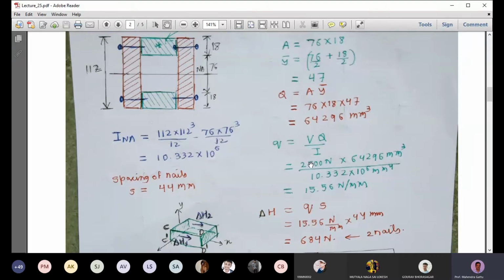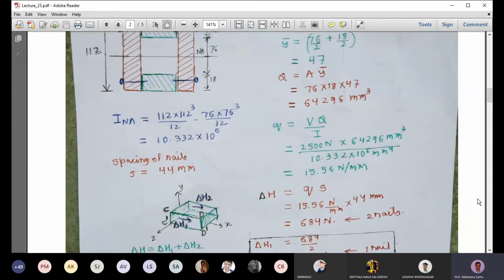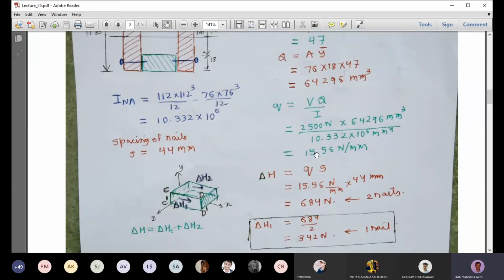Then we can apply our shear flow q, which is VQ by I. V is 2.5 kilonewton, which we express in Newton. So we get 2,500 Newton into 64,296 millimeter cubed by 10.332 into 10 power 6 millimeter power 4. The shear flow is 15.56 Newton per millimeter. The spacing of the nails is 44 millimeters, so we can get the horizontal shear taken by a set of two nails. Delta H will be q times s, which is 15.56 into 44, or 684 Newton.